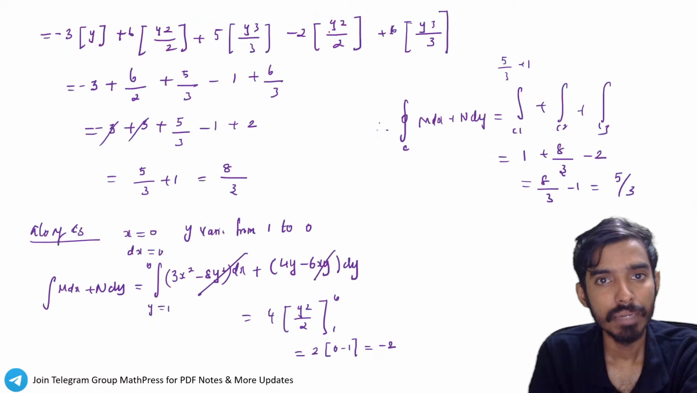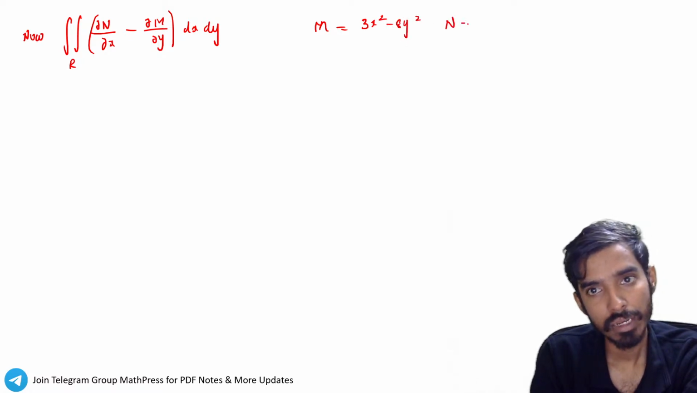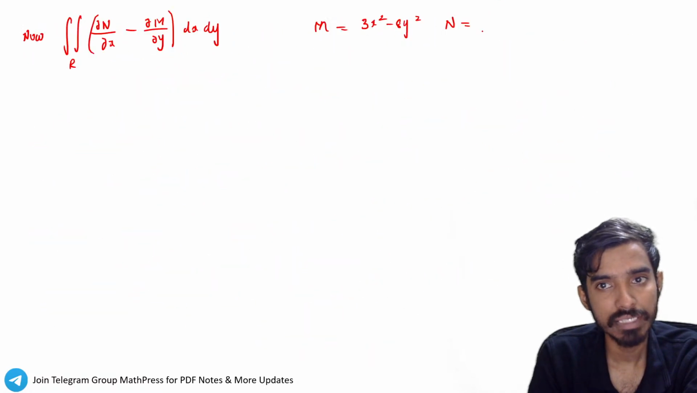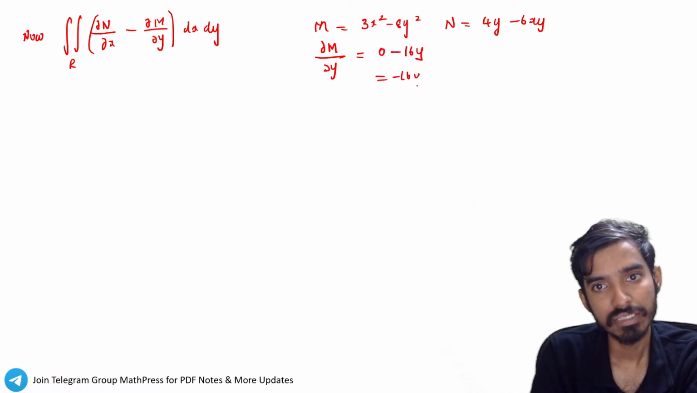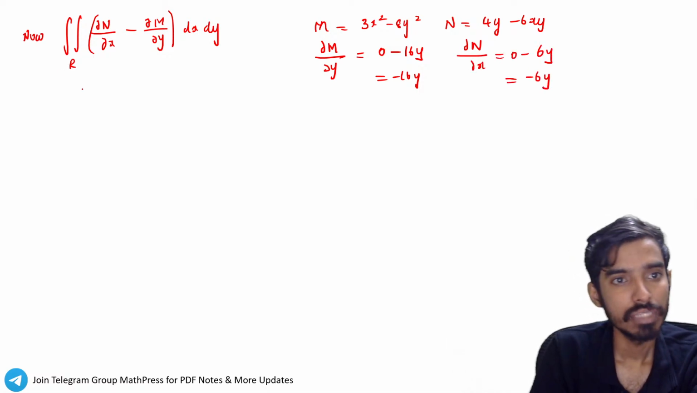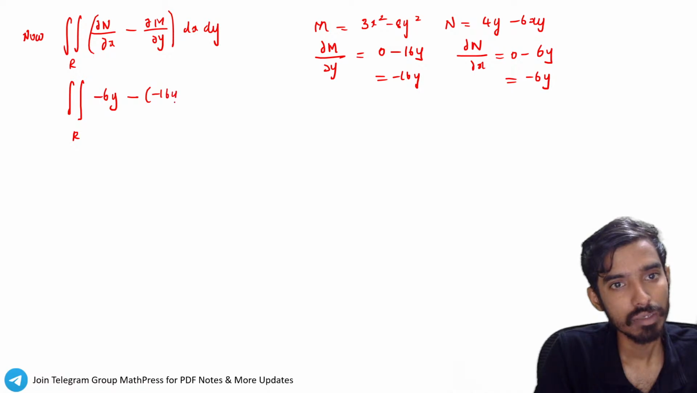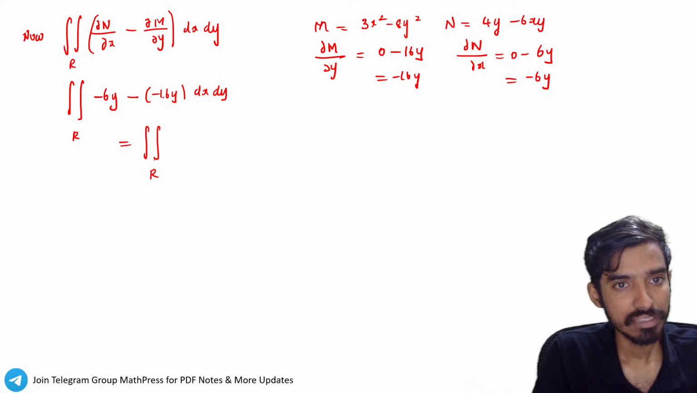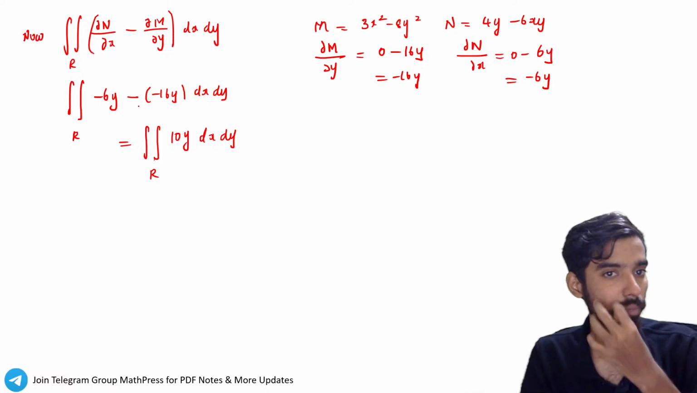So what is M here? M dx plus N dy. So M is 3x squared minus 8y squared. What is N? N is 4y minus 6xy. So dou M by dou y will be minus 16y. Dou N by dou x should be minus 6y. So therefore, the double integral over R of dou N by dou x minus dou M by dou y dx dy will be the double integral over R of plus 16y minus 6y. This will be 10y dx dy, right? 16y minus 6y is 10y.